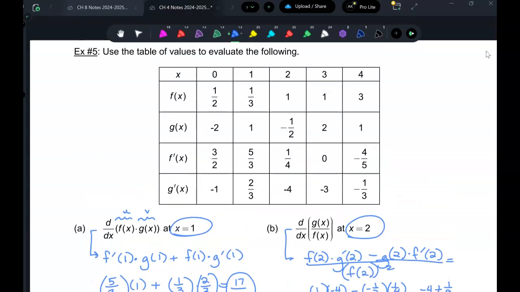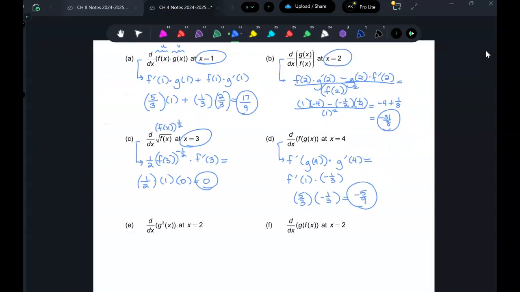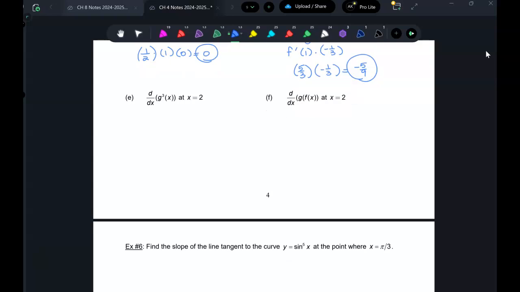G prime of 4 is negative 1/3. Negative 5/9. Good. Yes. Okay, so it's f prime of g of 4. So we went to g of 4, which is 1. So then f prime of 1 was 5/3 times g prime of 4, which is negative 1/3. Okay. All right, last two like this.